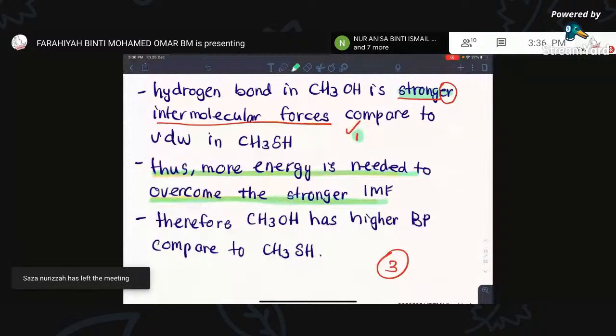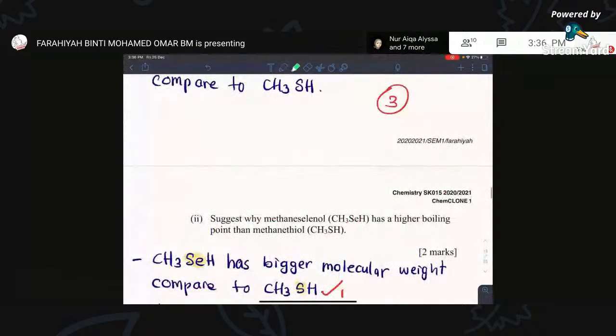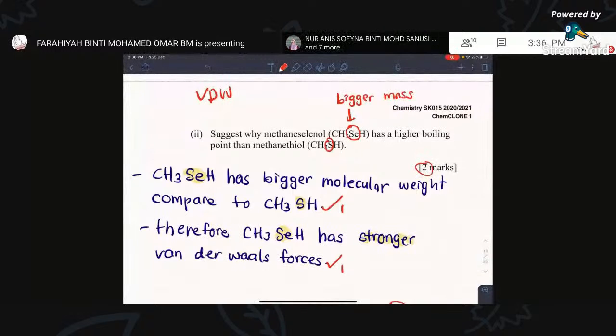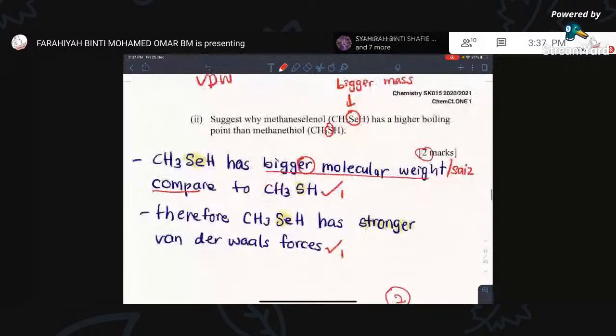And then next, it asks you to compare another two, both of which are van der Waals. Okay, the difference is only at Se. So which one has bigger mass? This one will have bigger mass. You have to check the relative molecular mass. Okay, so 2 points: bigger molecular weight. One more point is compulsory: bigger molecular weight, or you can also use the term size, and therefore CH3SeH has stronger van der Waals forces. Okay, simple. 2 marks.